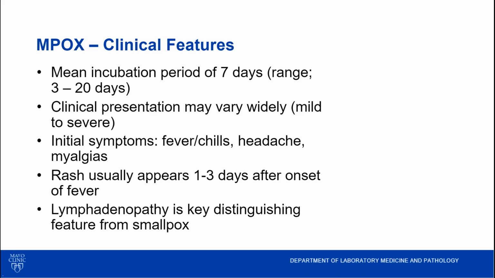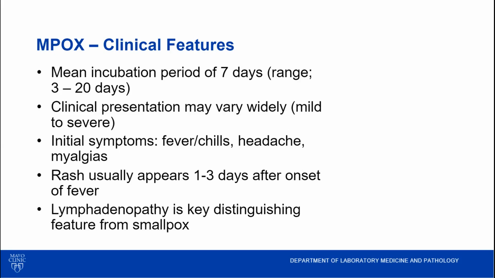So in terms of clinical features, on average, the mean incubation period is around 7 days. It can occur as soon as 3 days after exposure or as long as up to 3 weeks, but on average, it's about 7 days. The clinical presentation that we're seeing during the current outbreak is a wide distribution of clinical manifestations from extremely mild to severe. The initial symptoms can involve fever, chills, headache, body aches. Usually a rash develops 1 to 3 days after an individual develops a fever.